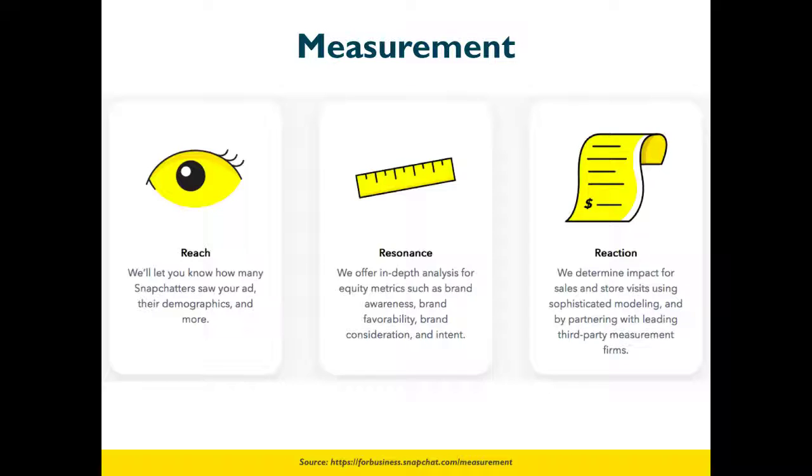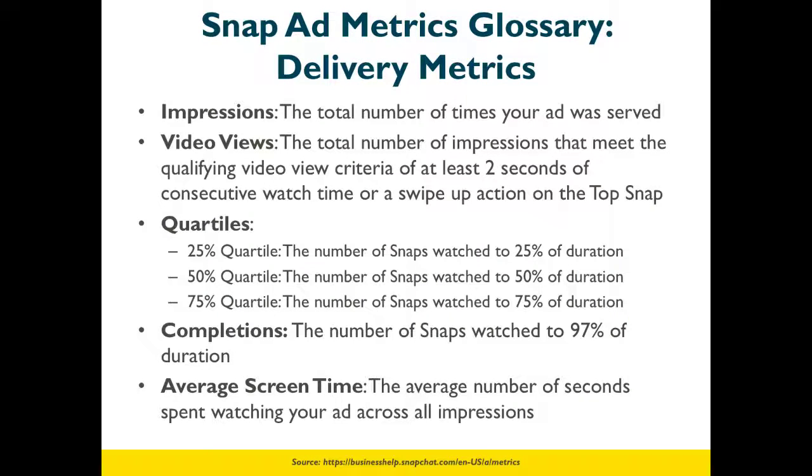You can also measure things like reach, so how many Snapchatters actually saw the ad, their demographics of that audience, and more. They can look at the resonance, so that's an in-depth analysis for equity metrics such as brand awareness, brand favorability, and brand consideration and purchase intent. And then they can measure reactions so that they can determine the impact for sales and store visits using some sophisticated modeling that they've created and by partnering again with leading third-party measurement firms.